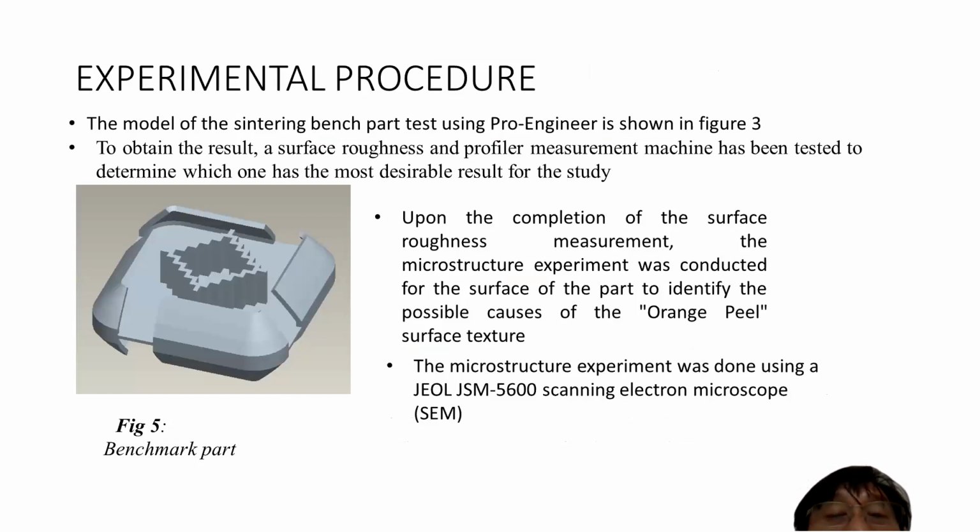Experimental procedure, design and fabrication of bench parts. To achieve the objective, the experiment was done on a test subject, which was a laser sintering benchmark part produced under the default setting of the 3D Systems Sinterstation 2500 HiQ laser sintering machine. The benchmark part will be tested to obtain the properties of the surface roughness and microstructures of the orange peel surface texture. The benchmark was specifically designed so that the properties mentioned above could be tested.